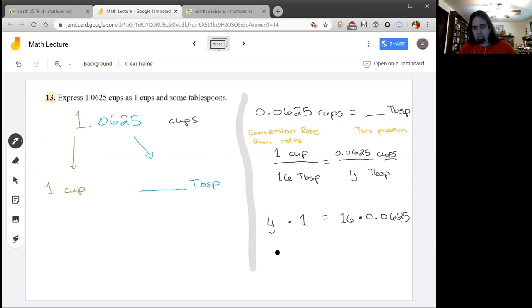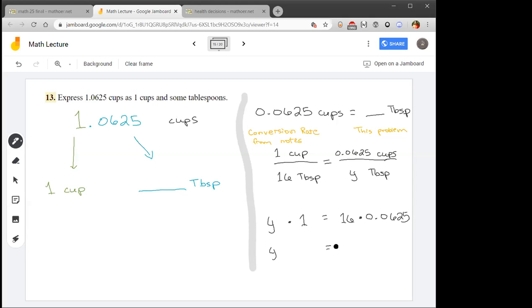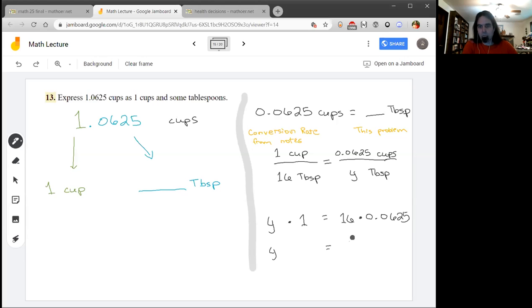Okay, so what is 16 times that? 1. So 1. Oops. I drew a P1. So we'll put a 1 there and be done.